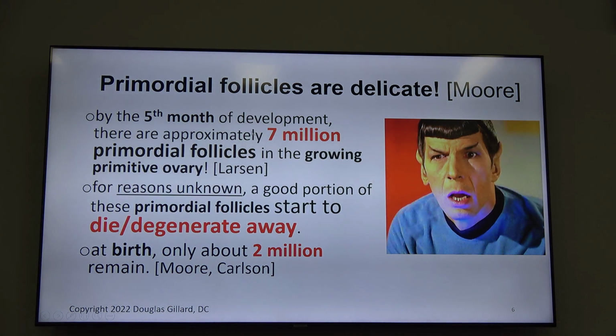So by the 5th month of development, you have about 7 million primordial follicles, so everything's looking good. You should be able to reproduce like crazy with 7 million primordial follicles. But for whatever reason, they start to die off, and we don't quite understand the process of this. But we lose way more than half of these things by the time birth starts. So at birth, they go from 7 million down to 2 million, and we don't understand the mechanism behind that.